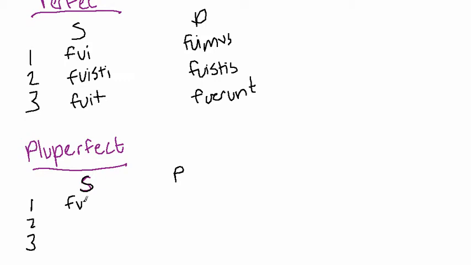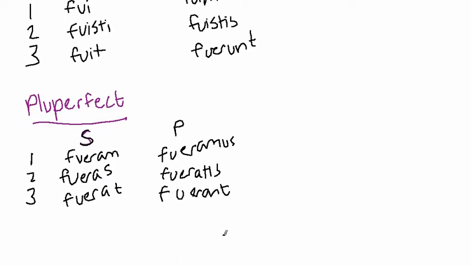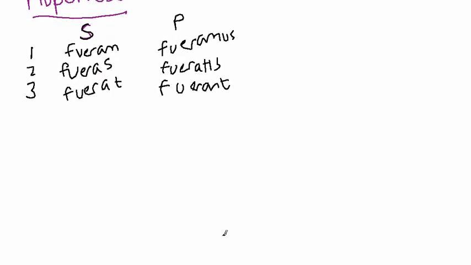And they are fueram, fueras, fuerat, fueramus, fueratis, fuerant. Okay, so now we're moving on to the future perfect.